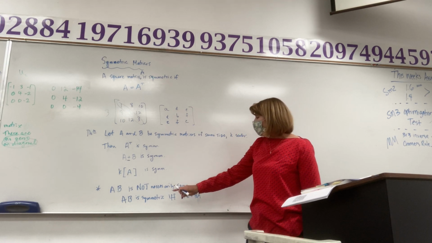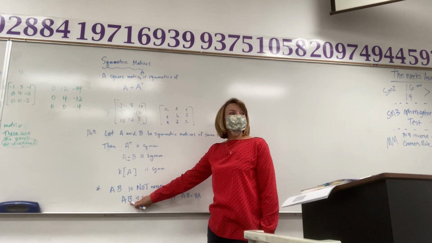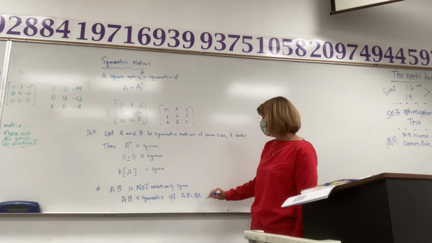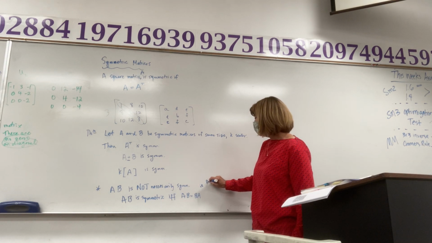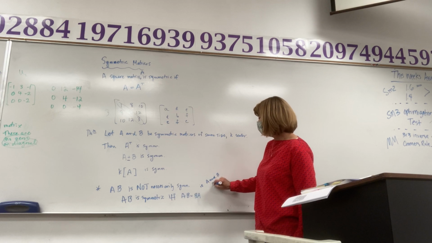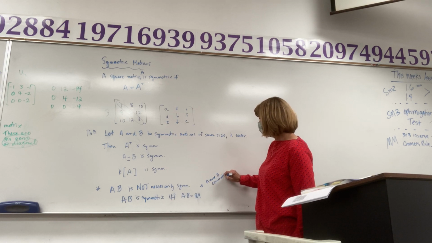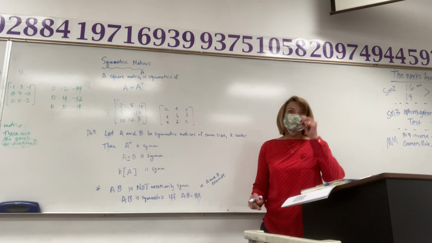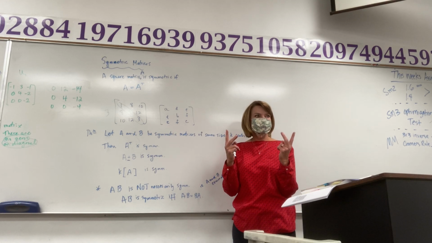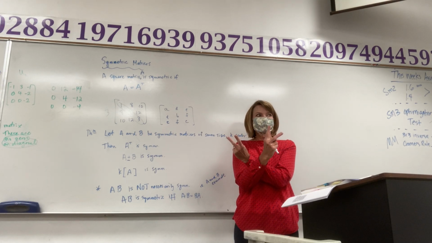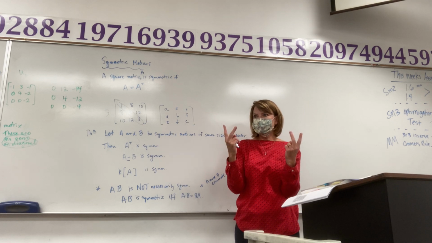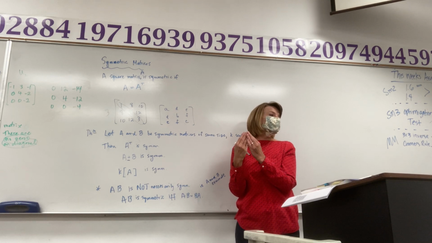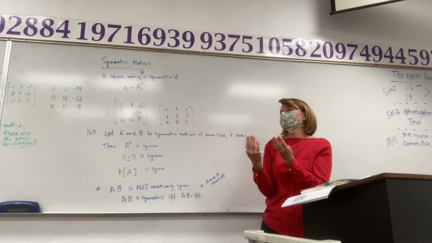So, the product of two symmetric matrices is only symmetric if A and B commute, i.e., A and B commute. That means that you could multiply them in any order and you'd get the same thing. So if you have two symmetric matrices and you multiply them in a different order and you get the same thing each way, A times B or B times A, then the product of A and B would also be a symmetric matrix. But that's pretty specific.